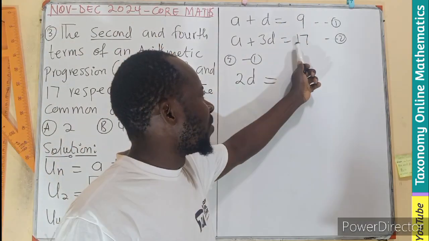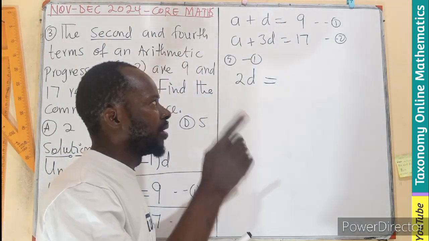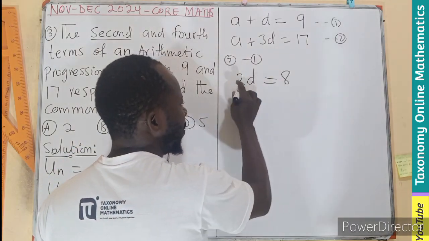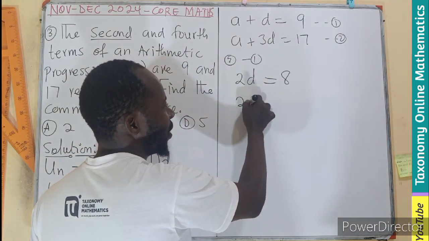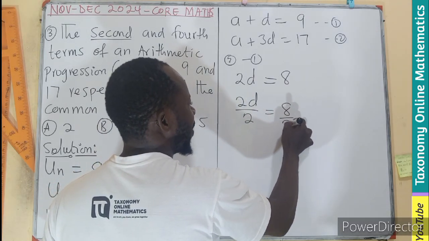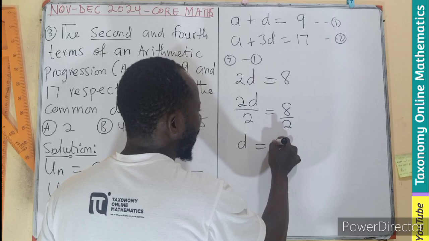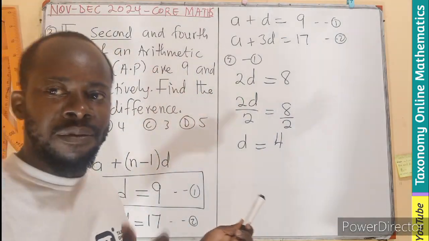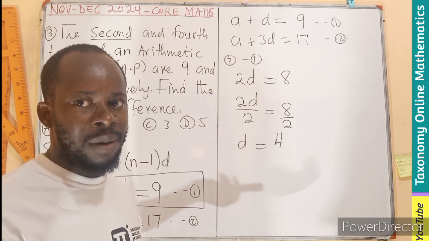If you take away 9 from 17, you'll be left with 8. So we divide by the coefficient here: 2d divided by 2, 8 divided by 2, the d will be giving us 4. In simultaneous equation, we find the value of the two unknown variables.